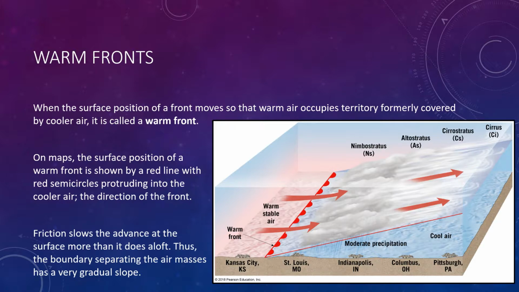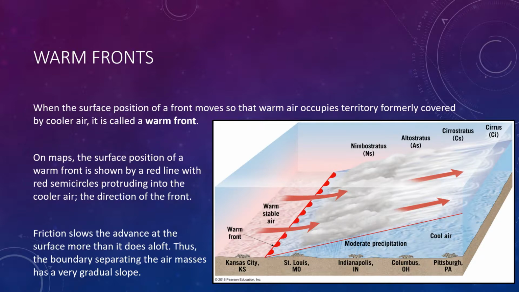When the surface position of a front moves such that warm air occupies territory formerly covered by cooler air, it's called a warm front. On a weather map, the surface position of a warm front is shown by a red line with red semicircles protruding into the cooler air. The symbols point in the direction the front is moving.